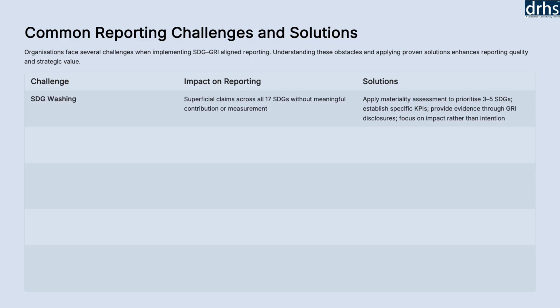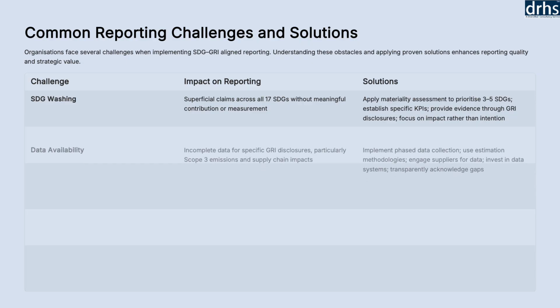SDG washing. SDG washing occurs when organizations claim alignment with a broad range of SDGs without demonstrating meaningful contributions. Superficial mapping, such as referencing all 17 SDGs without clear linkages, undermines credibility. The solution lies in robust materiality assessment to prioritize a limited number of SDGs where impacts are most significant. Establishing SDG-specific targets, KPIs, and outcome-based disclosures ensures that claims are evidence-driven rather than aspirational.